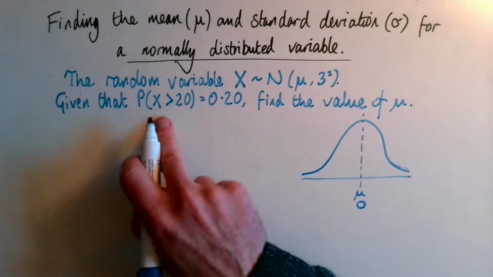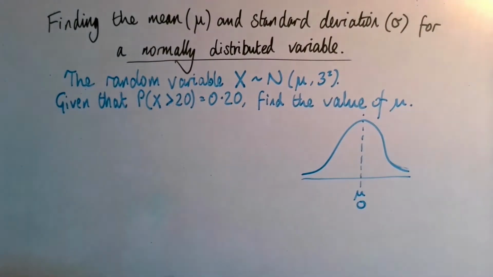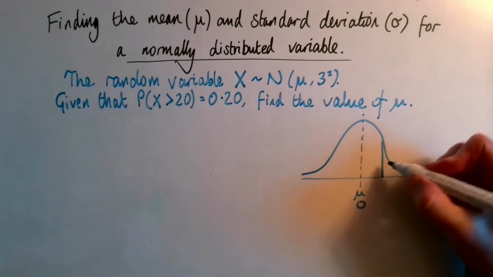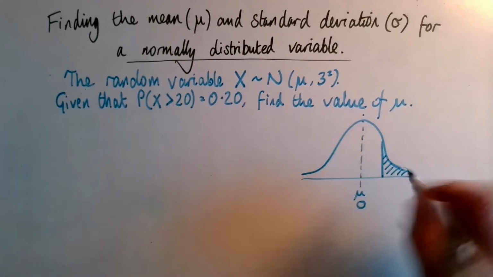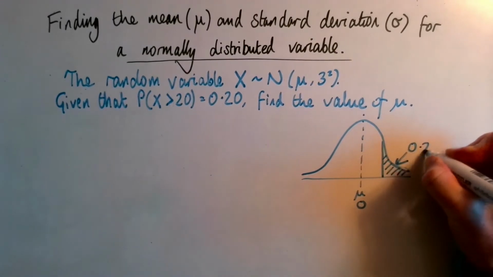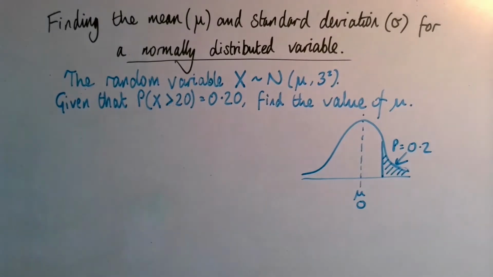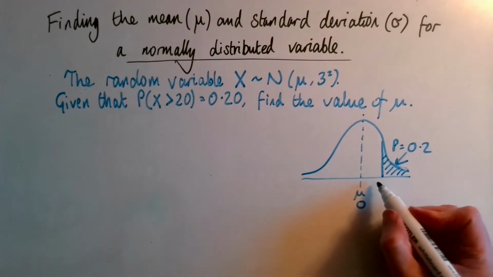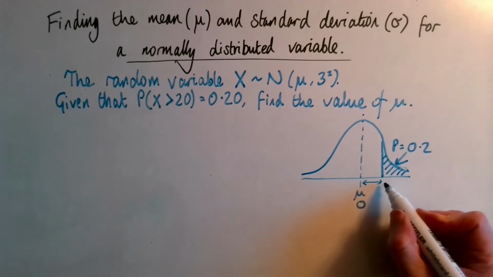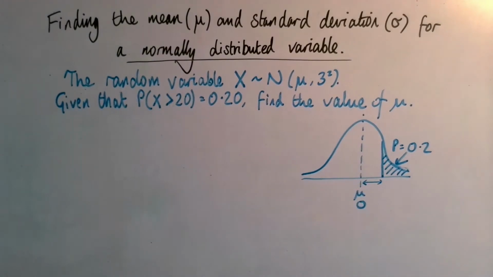And they're telling us that the probability that x is bigger than 20 is 0.2. Now, as that's less than a half, that means that we are talking about moving off towards the right, because that shaded area there is a 0.2 probability. And what we want to know is how many standard deviations from the mean that is, first of all.